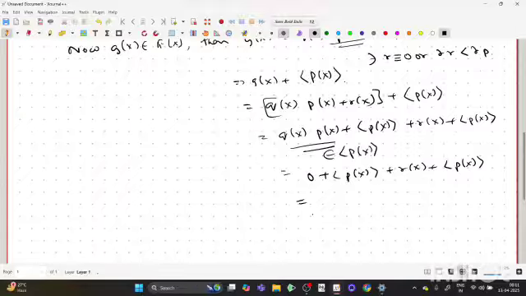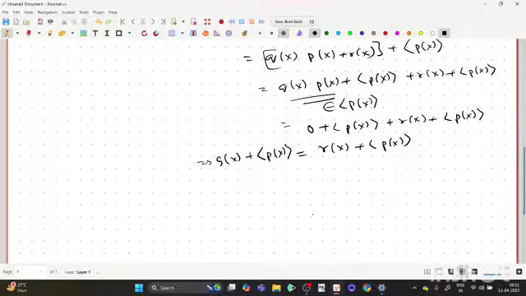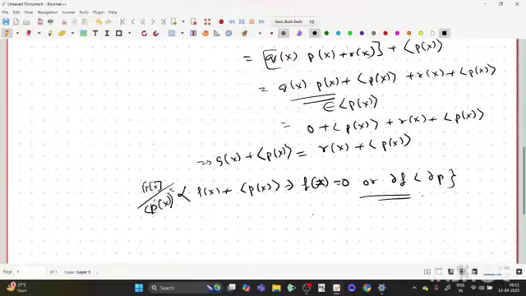So what does this imply? This implies that g(x) plus the ideal generated by p(x) is basically r(x) plus the ideal generated by p(x), right? So what does this immediately mean? This basically means that F[x] mod the ideal generated by p(x) should consist of elements of the form f(x) plus the ideal generated by p(x), such that either f(x) is 0, the zero polynomial, or the degree of f is less than the degree of p.